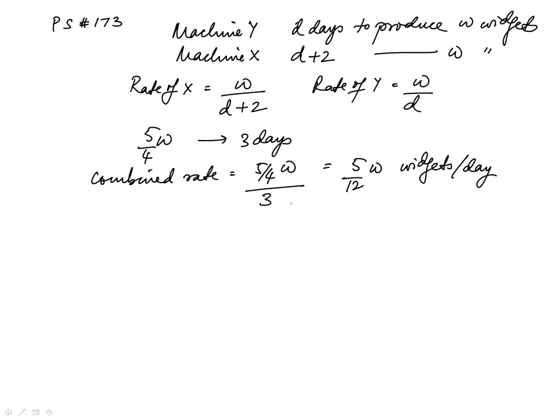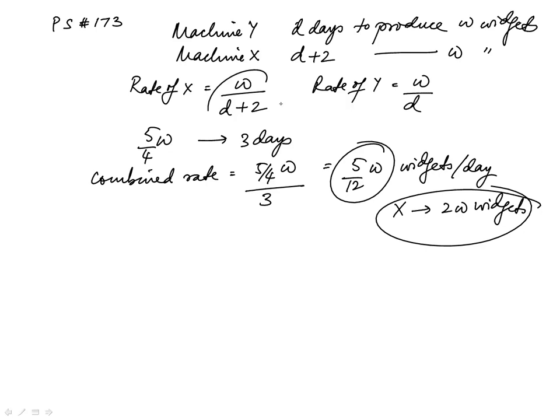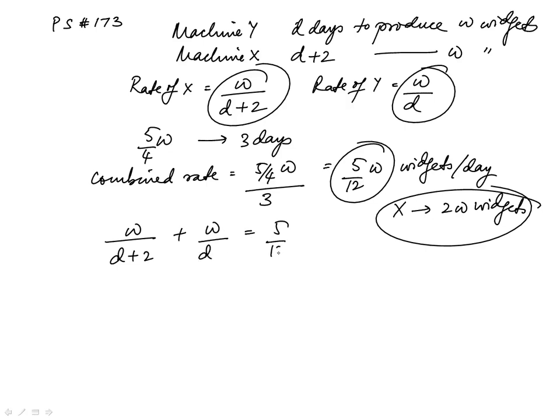And the question is asking how many days would it take machine X alone to produce 2W widgets. So we know that the total rate, the combined rate, is just the sum of the rate of X and Y. So the relationship we have is W over D plus 2 plus W over D is equal to 5/12 W. And the W is crossed out. We're just left with 1 over D plus 2 plus 1 over D equal to 5/12.